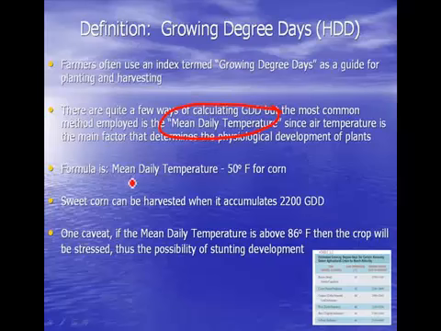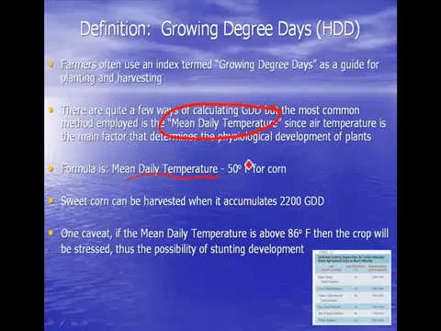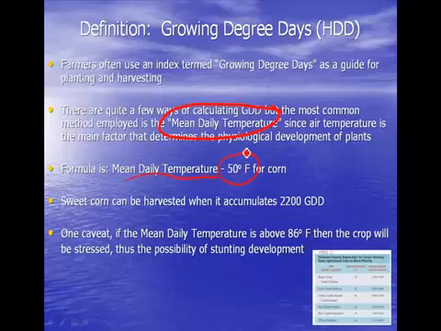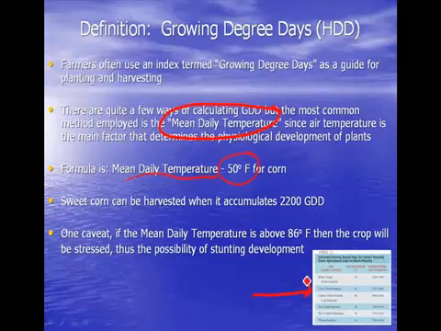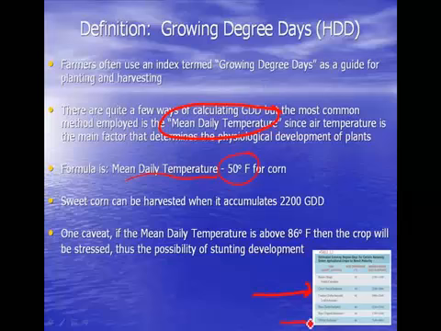The formula for growing degree days is the mean daily temperature minus 50 degrees Fahrenheit for corn. Now, depending upon the type of crop that you're planting and harvesting will determine what your base temperature is. And there is a table here, Table 3.2 in your textbook, that lists the base temperatures for crops such as beans, corn, cotton, peas, rice, and wheat. Notice, those of you from Indiana, any of you have any relatives in Indiana, the base temperature for wheat is 40 degrees.